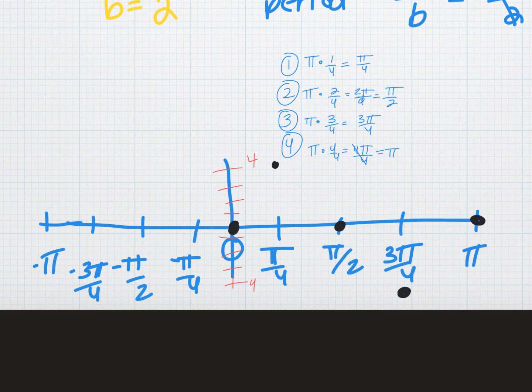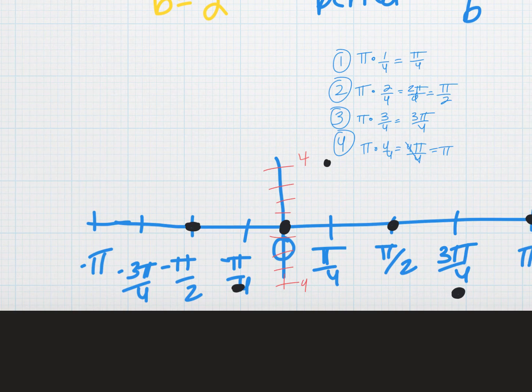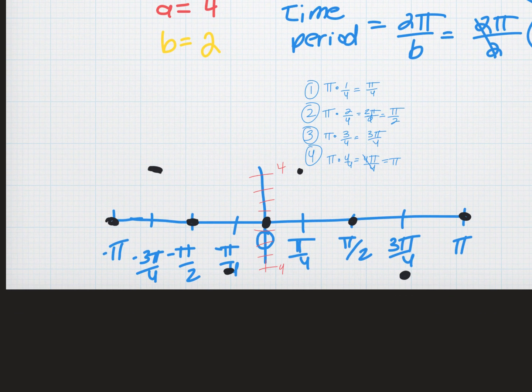When I go one increment to the left, I'm down here, and then I'm back to the axis, and then I'm up here, and then I'm back down here. And how do we connect our dots? Dot to dot or in a nice smooth curve? A nice smooth curve, and this is what your curve would look like.